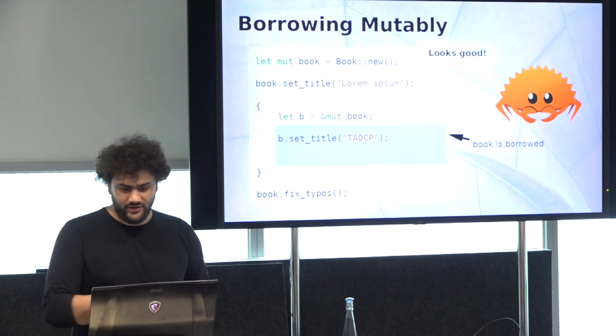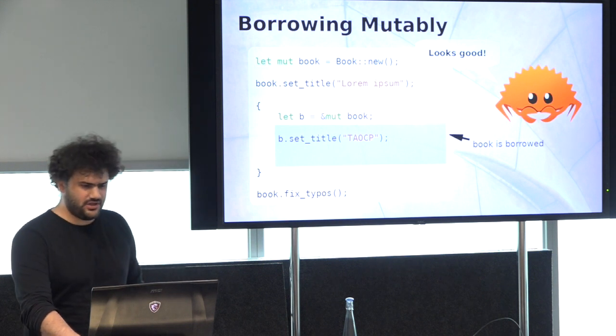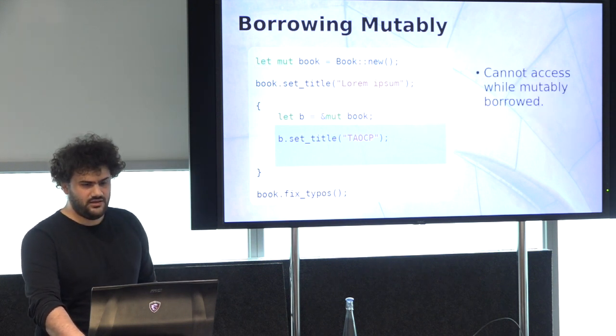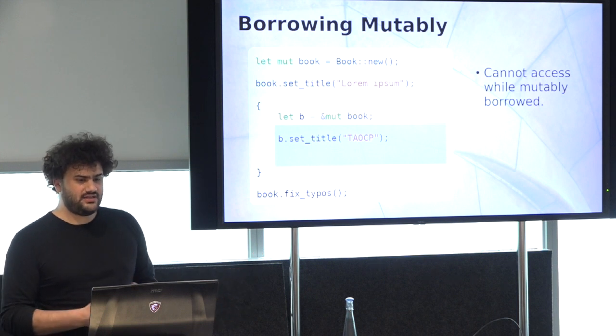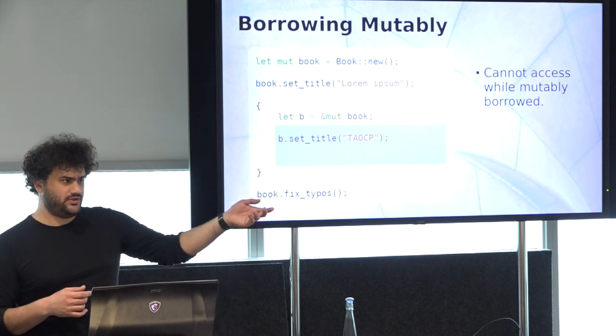So if we remove it, the compiler will tell you that everything is fine. And this is the general rule. You cannot access stuff that was mutably borrowed to someone else.